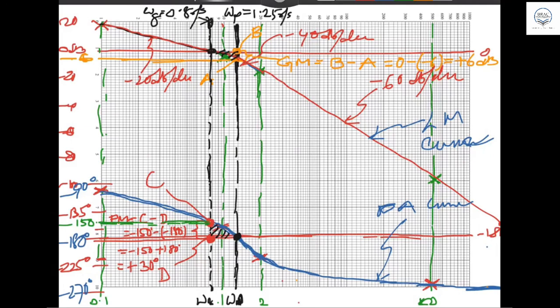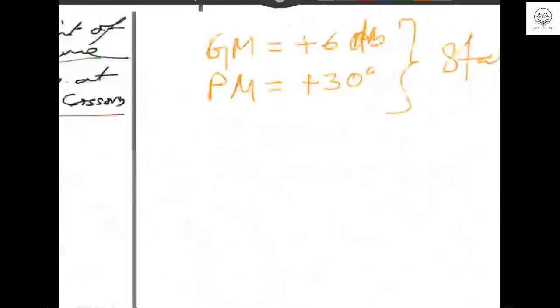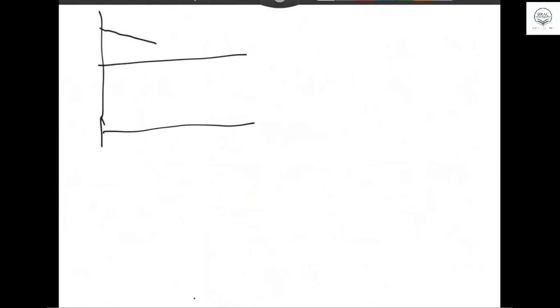Now we can just draw it here, and you can see it's something like this. The gain margin is like this, and the phase margin curve is going like that.